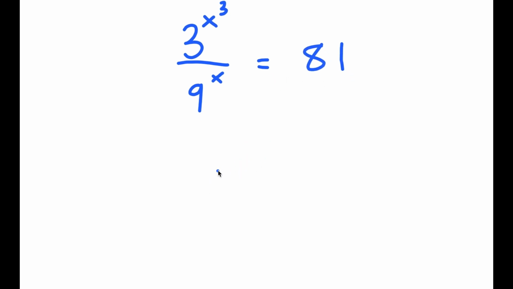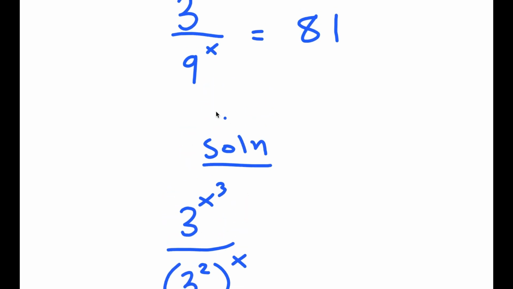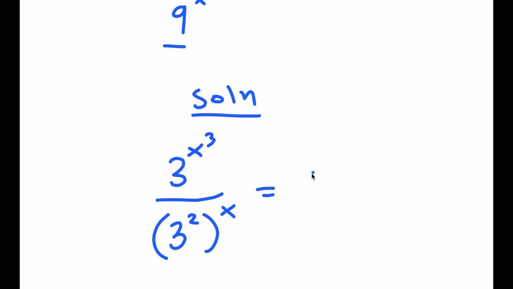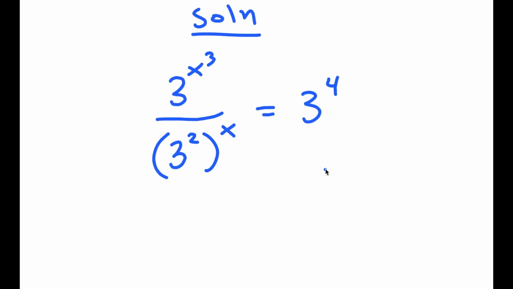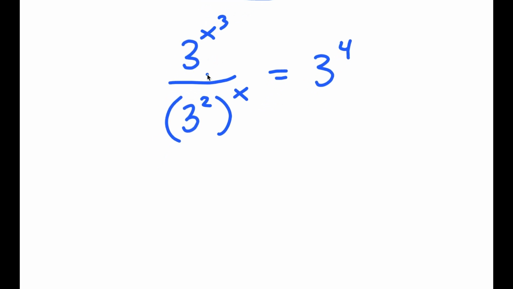Alright, so in this video, I'm going to be solving the equation 3 to the power of x to the power of 3 over 9 to the power of x is equal to 81. So for my solution here, I'm going to first start by rewriting this as 3 to the power of x to the power of 3 over 3 to the power of 2 to the power of x, which is the same thing as 9, is equal to 3 to the power of 4. And the reason I'm doing this is so now all my bases are 3.